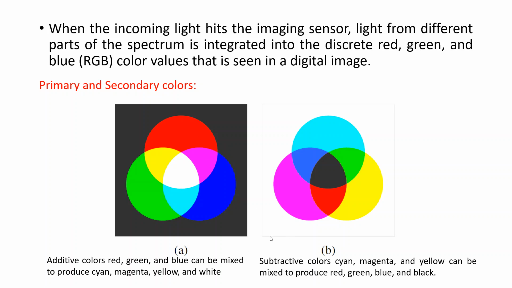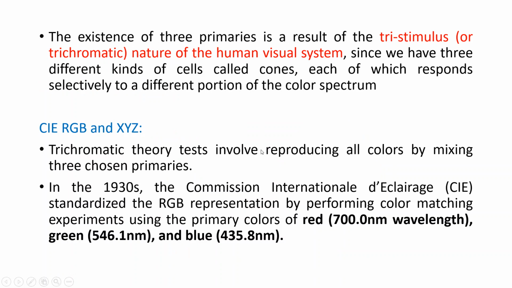Subtractive colors are known as cyan, magenta, and yellow. On combining these subtractive colors, we can get back the original additive primary colors. So magenta and cyan produce blue, cyan and yellow produce green, yellow and magenta produce red. The combination of all three produces black. So these are the primary and secondary colors.